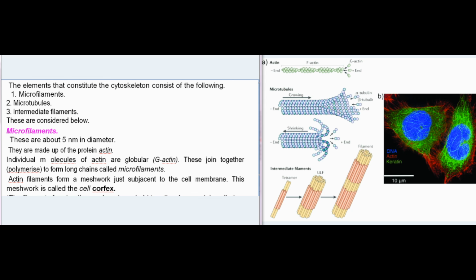1. Microfilaments. 2. Microtubules. 3. Intermediate filaments. These are considered below. Microfilaments.